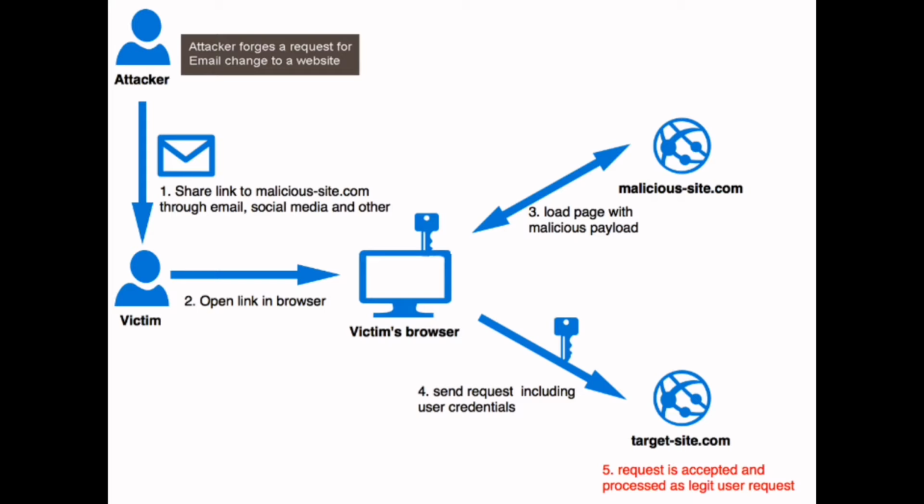In the above scenario, an attacker shared a link which contains a malicious site and the victim opened the link in the browser. The browser loads the malicious payload from maliciousite.com, and in the last step, the browser sends a request including the user credentials to the target site.com, and this request is accepted and processed as a legitimate user request.